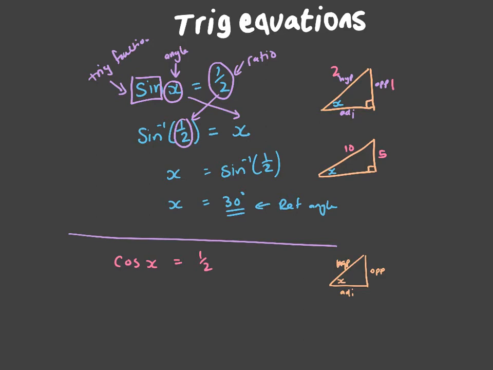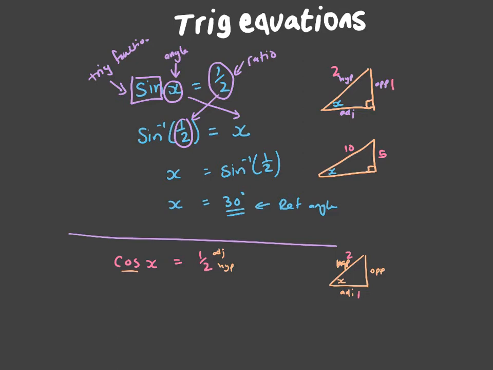The ratio of cos is your adjacent over your hypotenuse, so in other words it is 1 over 2. You can work out the opposite using Pythagoras. You would know it's the root of 3, hopefully. So therefore, that doesn't mean the adjacent side is 1 and the hypotenuse is 2.